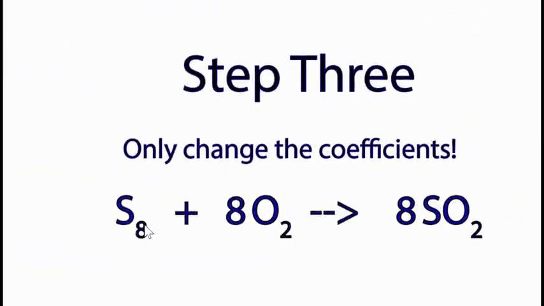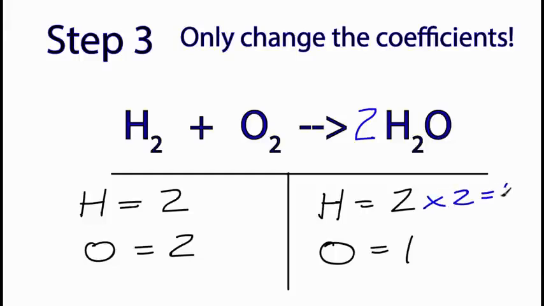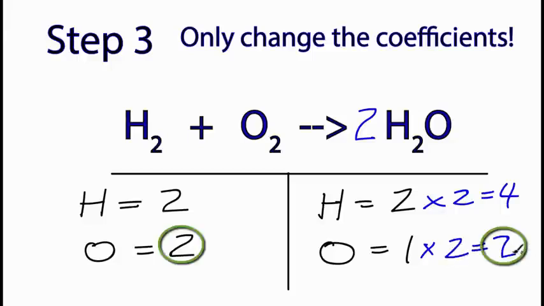Step 3, so you don't forget, only change the coefficients. Let's try another problem. So in this equation, we have 2 hydrogens, 2 oxygens, over here 2 hydrogens, and 1 oxygen. How about, let's see, I'll put a 2 right here. So 2 times 2, that gives me 4 hydrogens, but 2 times the 1, that'll give me 2 oxygens. So my oxygens are balanced now, but my hydrogens are messed up.